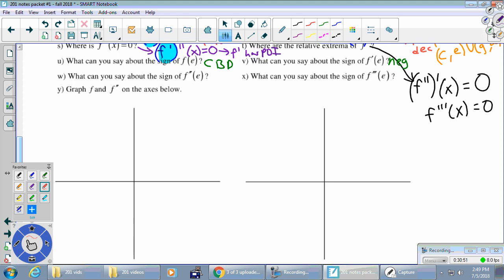W, what can you say about the sign of f double prime of E? Okay, I don't know. I got to translate. F double prime of E. Give myself room for my sneaky parentheses.